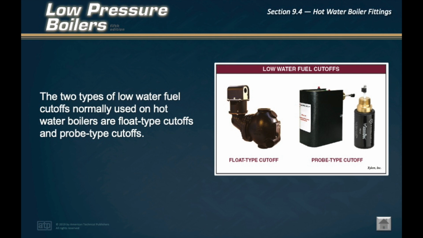There are two types of low water fuel cutoffs used on hot water boilers, the float type and the probe type. One location for mounting a float type is in the hot water piping system above the boiler. Another location is on the boiler, similar to the low water fuel cutoff for a low pressure steam boiler. A probe type must be installed at or above the minimum safe water level established by the manufacturer. It may be installed directly in the boiler or in the piping out of the top of the boiler or header. It most commonly is mounted in the top of the boiler with the probe extending into the water space.